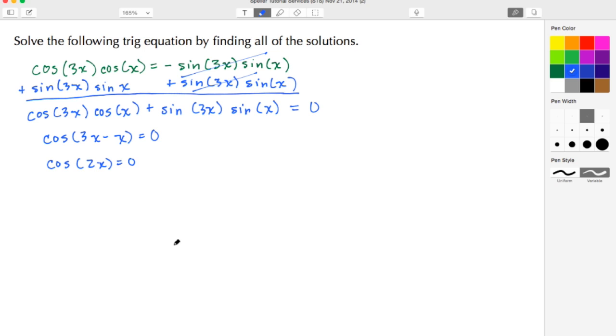And what I want to do now is just do a substitution to try to make this easier to solve. So what I'm going to do here is set theta equal to 2x. So I can rewrite this as cosine of theta is equal to 0. Now, what I want to figure out is what are the values of theta that make cosine 0. And I'm going to fall back on my unit circle.